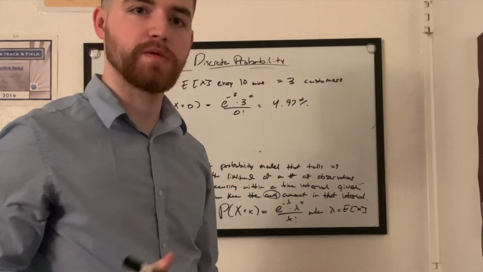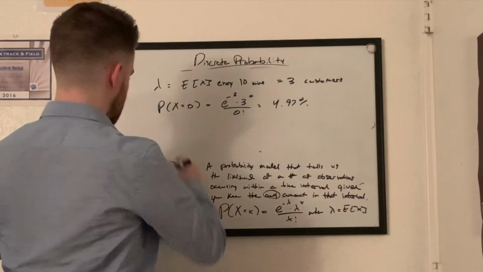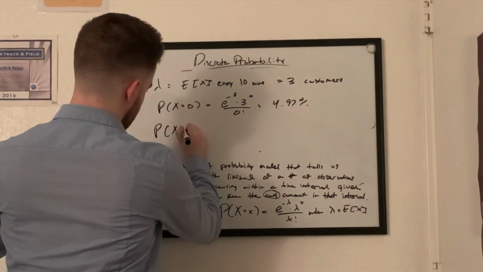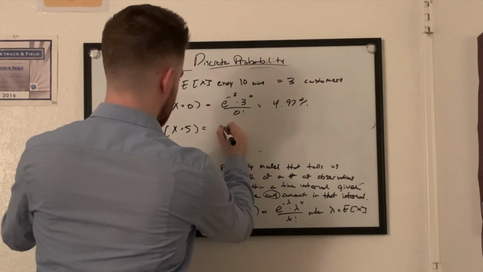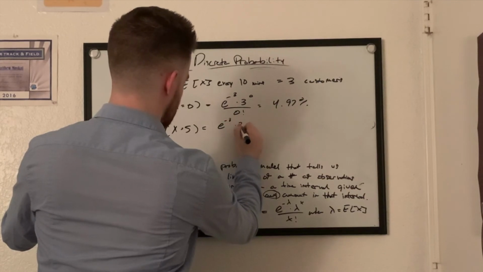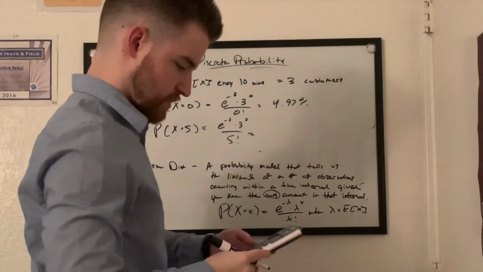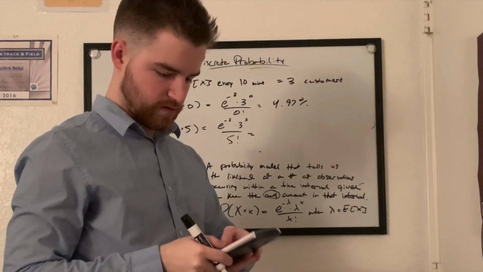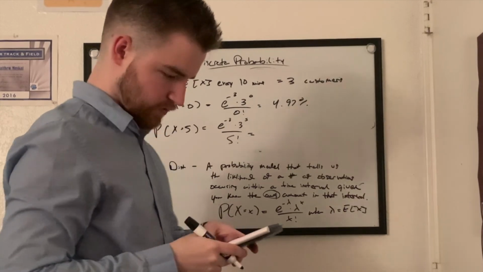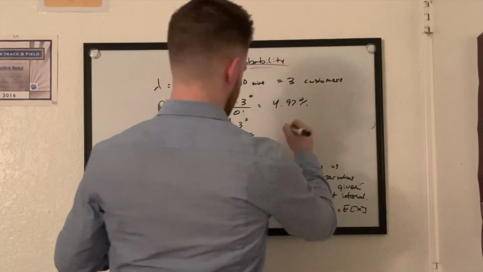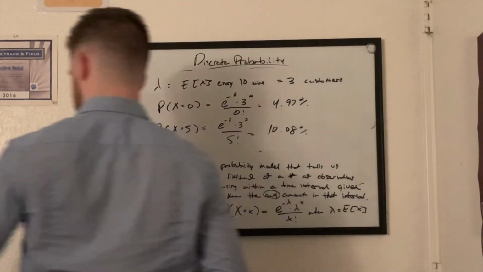Let's say you want to know if the line's going to be super busy. That might be even more important. Like, you want to know if you're going to be there for a long time. Let's say X equals 5. There are 5 people in that line every 10 minutes. That would be e to the negative 3 times 3 to the 5th over 5 factorial. Again, just using your calculator, you can figure this out. This is a little higher, 10.08%.